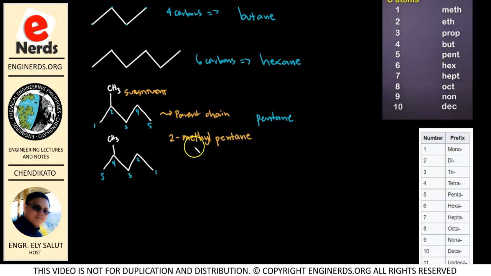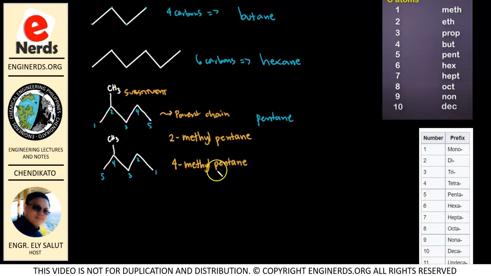Okay, so when we are naming substituents, we will be using a hyphen or dash to separate the location from the substituent group. In this case, we have methyl. From this example, in which we counted from right to left, it is on the fourth carbon. So if you're going to name this, it will be 4-methylpentane.